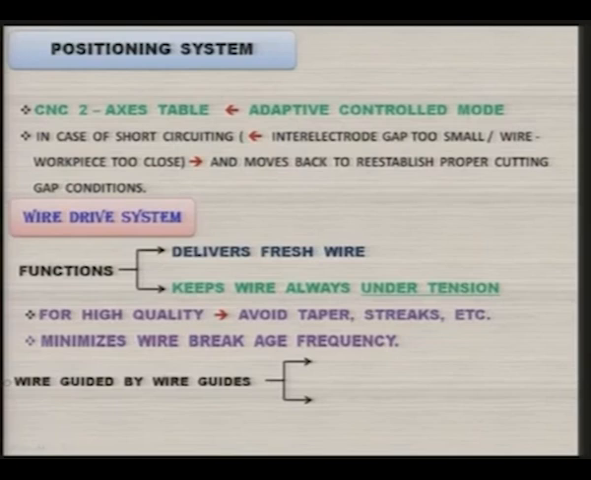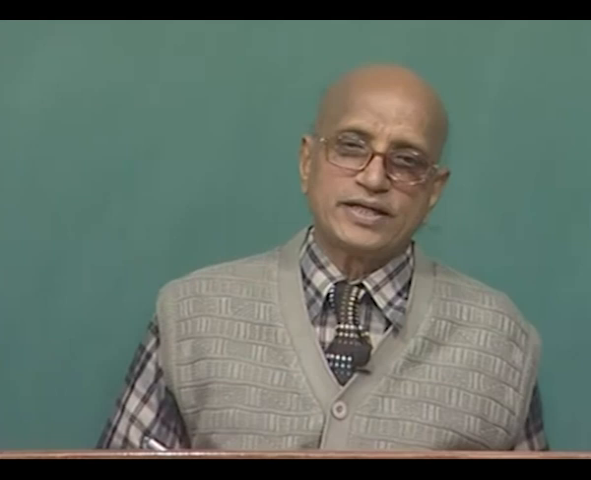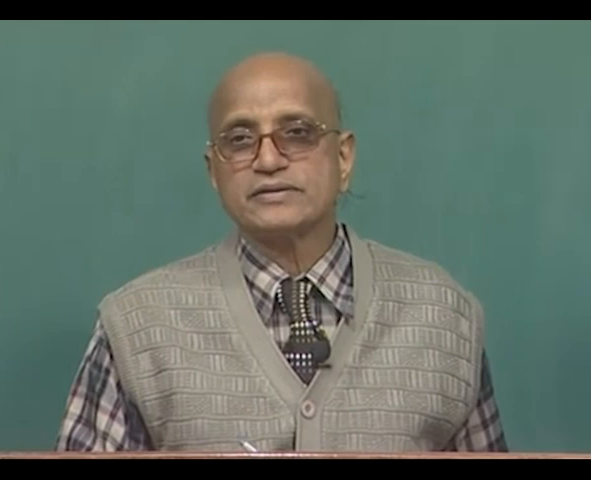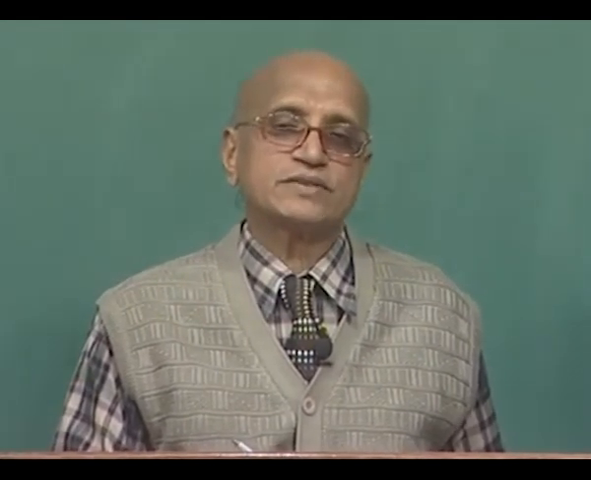The wire is guided by wire guides, as you have seen in the earlier figures. Wire guides may be made of sapphire or diamond. For wire movement towards the take up spool, there is a series of tensioning rollers which create the tension in the wire when it is being pulled, and that tension should be controlled. If it is too high, the wire will break. If it is too small, then bowing of the wire will take place in the machining gap and a short circuit may take place. It will result in an inaccurate machined surface also.